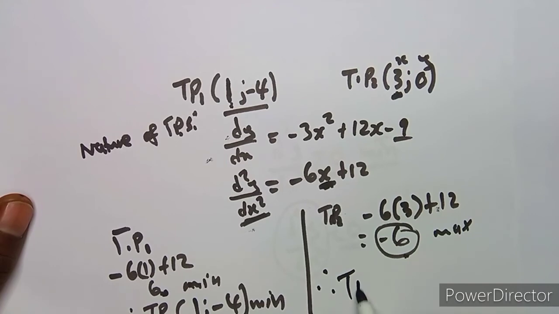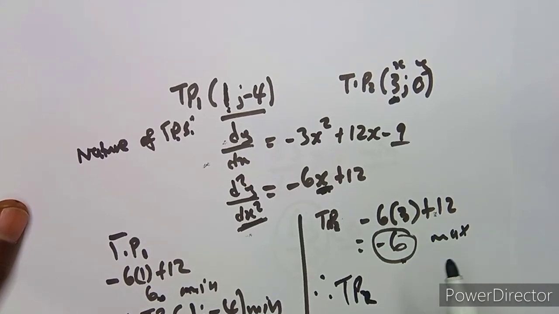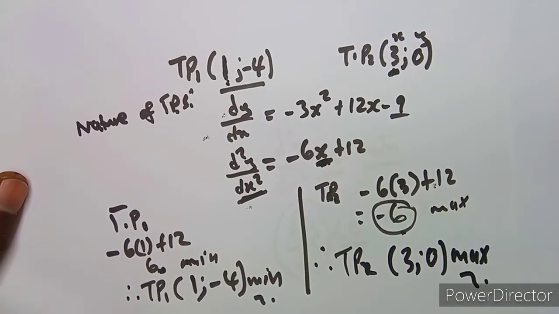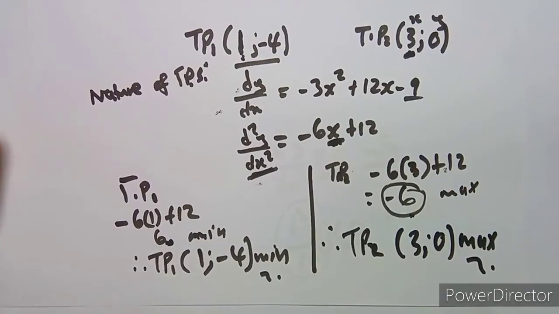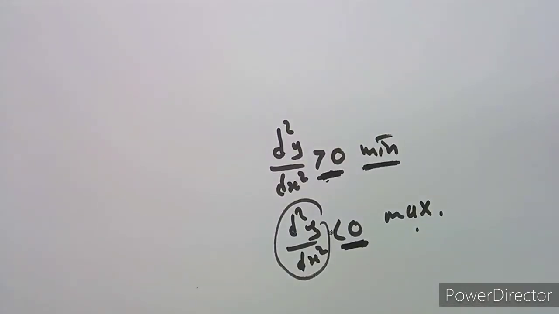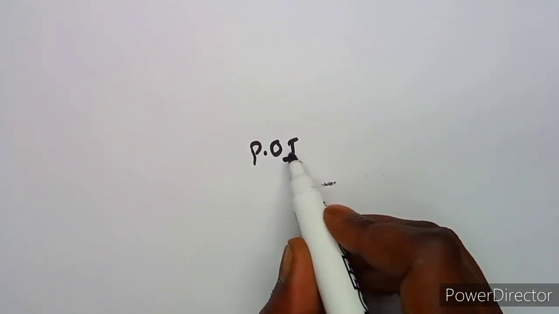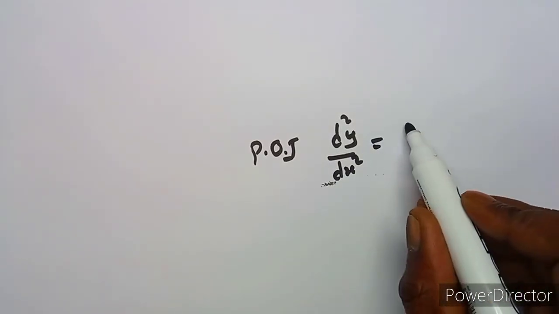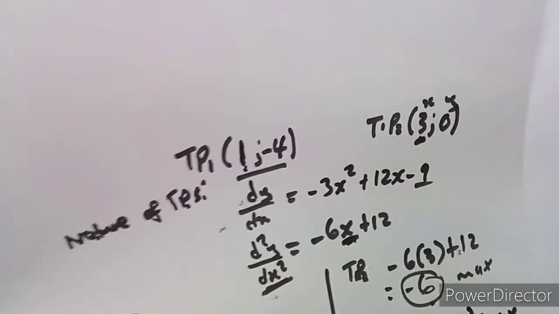So therefore, TP2, the second turning point here, which is (3, 0), is a maximum turning point. That is what it means. Okay, so let us just finish so that we can sketch at once. We also need the point of inflection, and we know that at the point of inflection, the second derivative should be equal to 0.